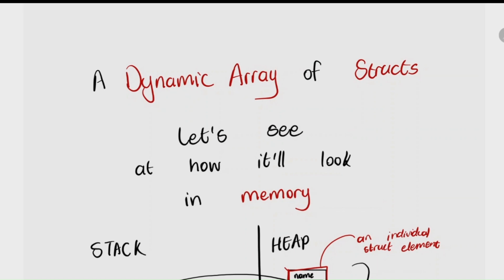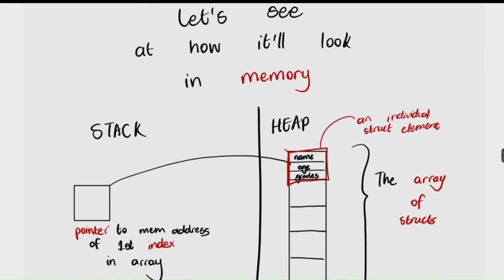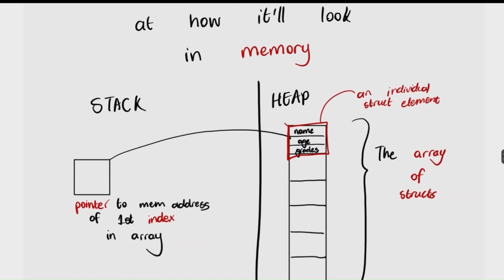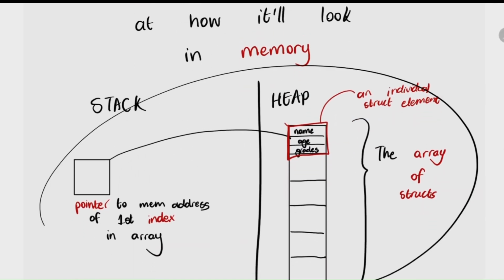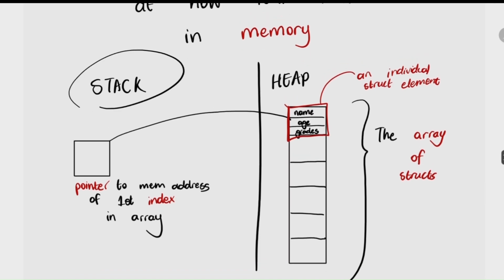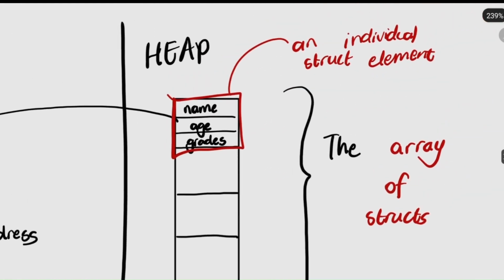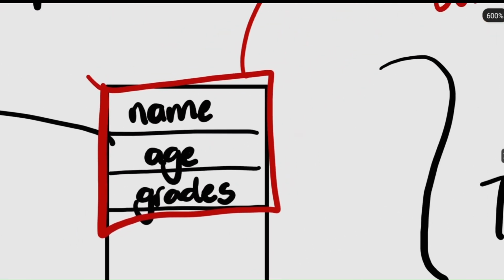So now onto the next example, which is a dynamic array of structs. So let's first look at how it would look in memory. Um, yeah, these things might not be fully accurate. They're just to give you an idea of how things look, you know what I'm saying? So in the stack we have, as with all dynamic arrays, a pointer in the stack pointing to some memory address in the heap, which is the first index of the array. And in this case, the first index in the array is a struct.